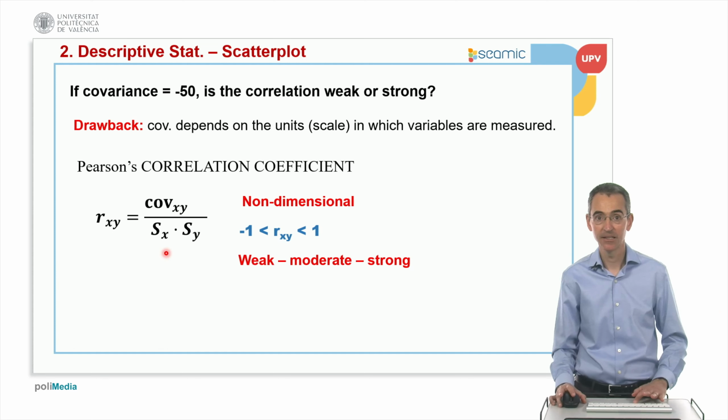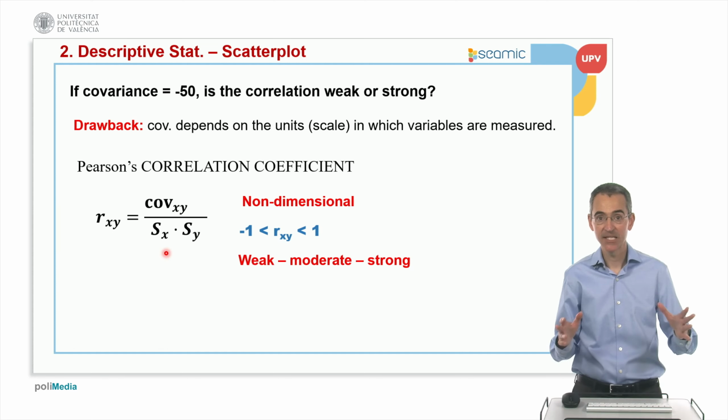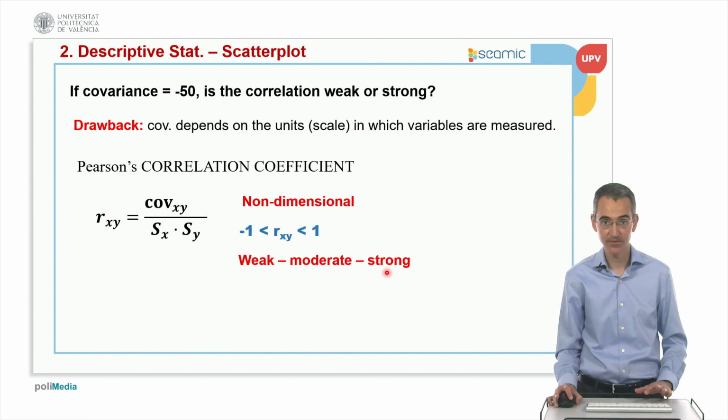Based on this range, for example, if the value is close to 1, I will say that the degree of correlation is strong. If the value is close to 0, I will say that the degree of correlation is weak. And if it is something intermediate, we'll say that it is moderate. And if it is close to -1, again, I will talk about a negative strong degree of correlation.